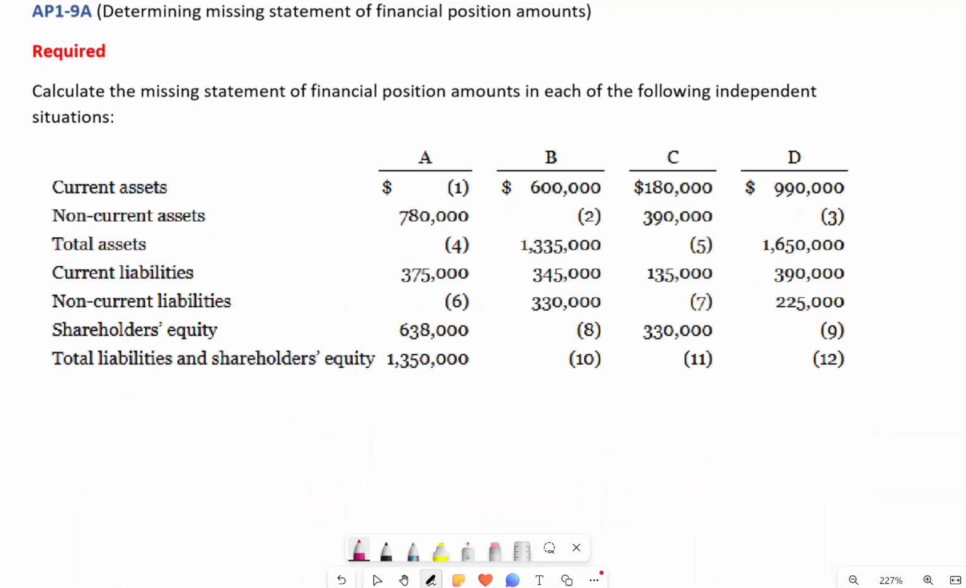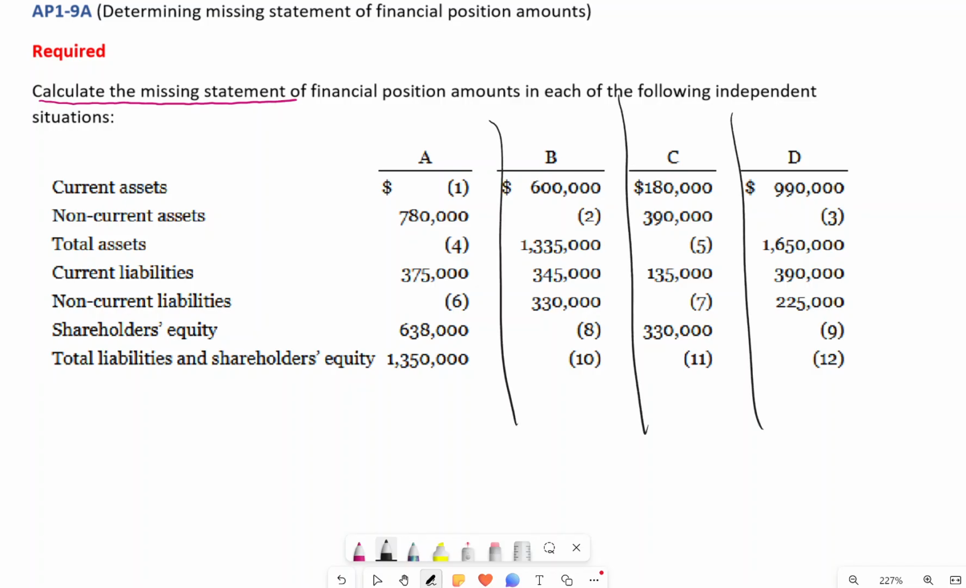Going further, this is a question to calculate the missing statement. When you do that, there are missing numbers, so you don't have to go in order, you just do it. You work your part A first, then part B, then C, and then D. When we think of total assets, what are your total assets?